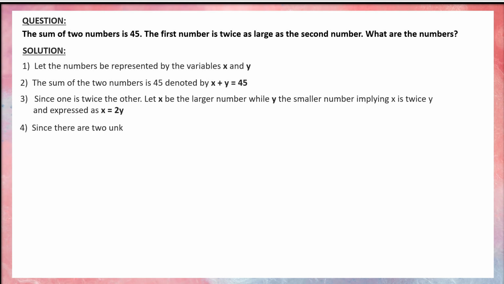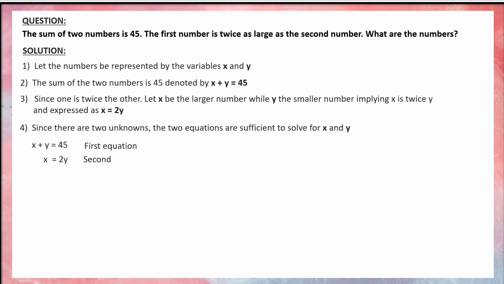If you notice clearly from this question, there are two unknowns and two equations so far, and that's sufficient for us to solve for x and y. The first equation, x plus y equals 45, and the second equation, x equals 2y. You notice that in the second equation, x equals 2y.